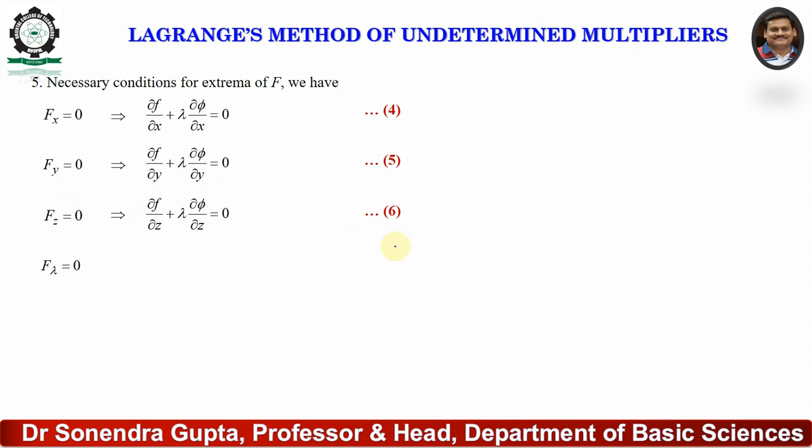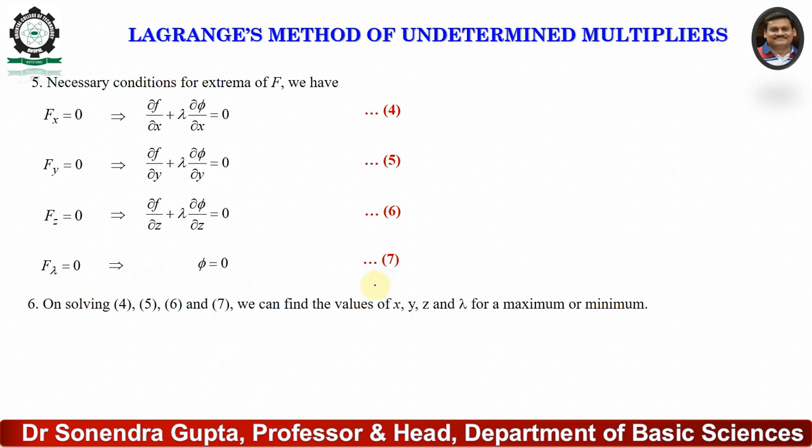Now say this equation number 6: F lambda equal to 0, that means phi equal to 0, and f lambda equal to 0 and phi equal to 0. Now say this equation number 7. Solving equations number 4, 5, 6 and 7, we can find the values of x, y, z and lambda for a maxima and minima. How to calculate the values of x, y, z and lambda, we will discuss in the questions only.